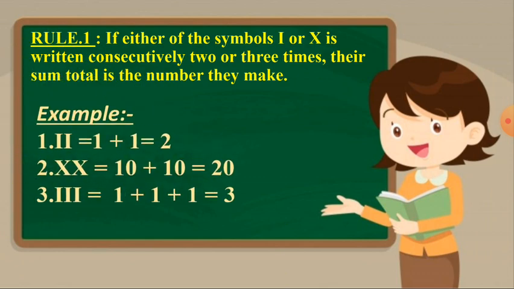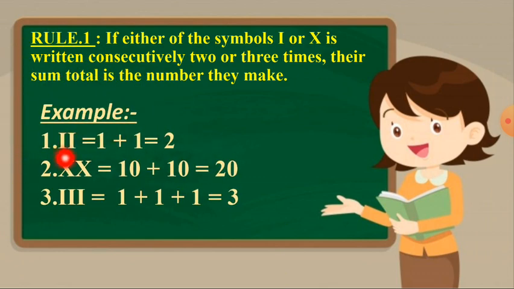See, the first example is II written. The value of I is 1. So II is there, so what we will do? We will add: 1 plus 1 is equal to 2. So 2 in international numbers is II. Second is X. The value of X is what? 10. So XX is there. What we will do? We will do 10 plus 10. So 20 in Roman numerals is written as XX.